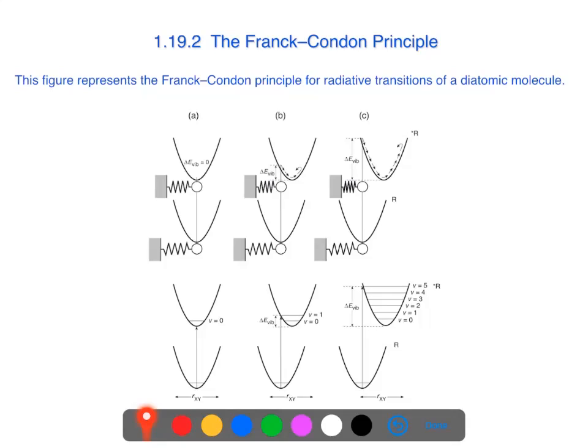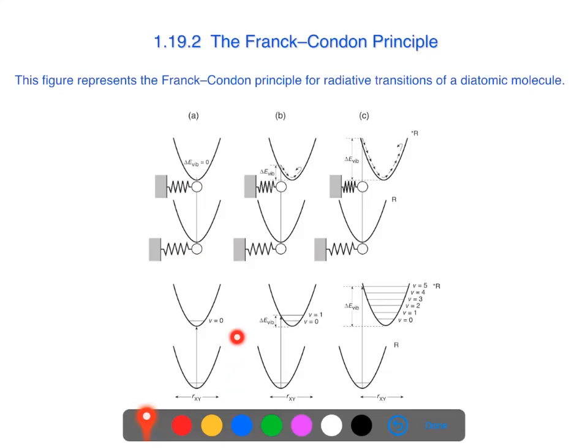This figure represents the Franck-Condon principle for radiative transitions of a diatomic molecule. Radiative transitions tend to occur at nuclear geometries corresponding to spectroscopic minima in both the ground state and excited state surfaces. In this figure, we're looking at three different examples of radiative transitions between the ground state R and the electronically excited state R star. And the main difference between these three different examples is the relative positioning of the excited state minima with respect to the ground state minima.